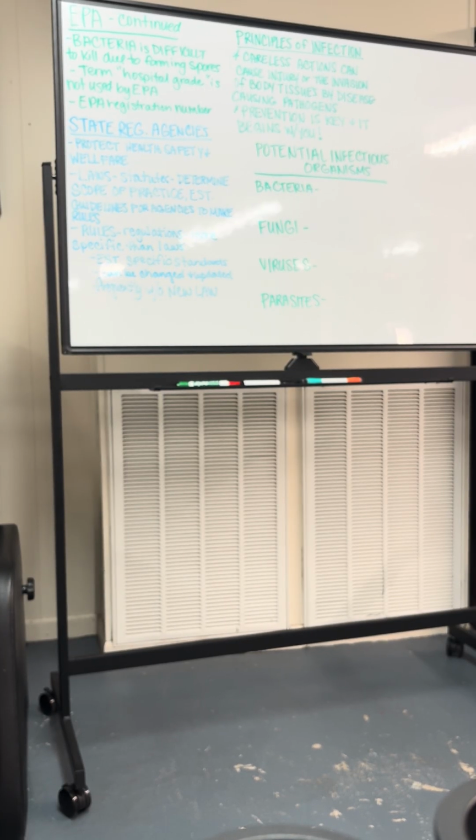So rules are also called regulations, and rules are more specific than laws. They determine how the law will be applied. They establish specific standards, and they can be changed and updated frequently without a new law being made. And they change stuff all the time.